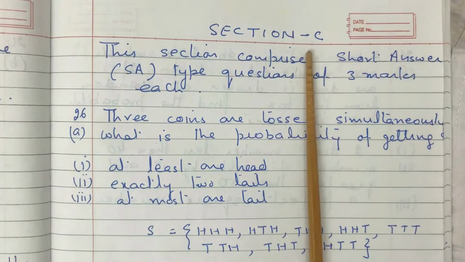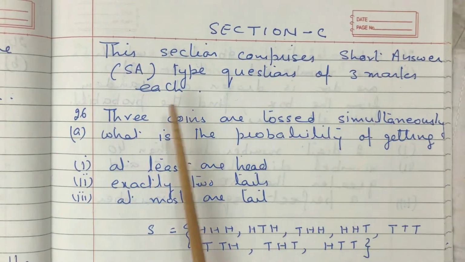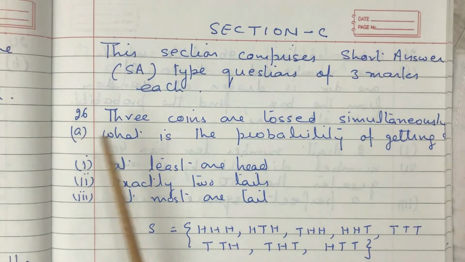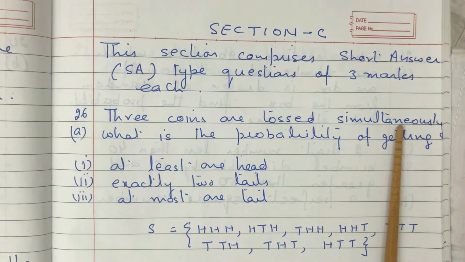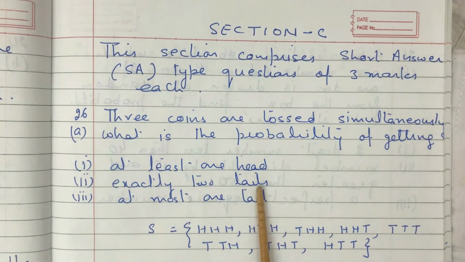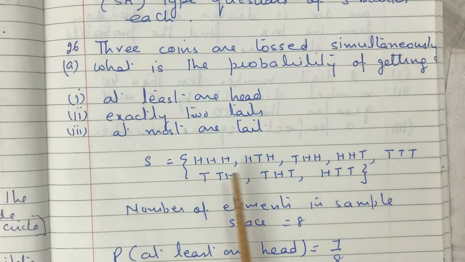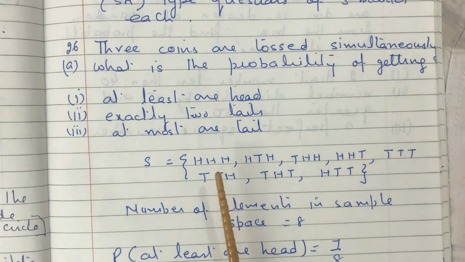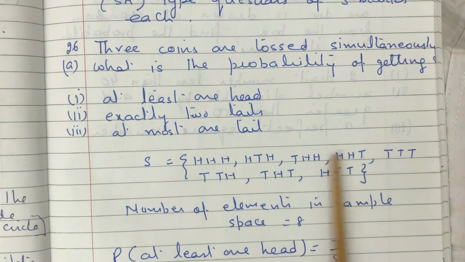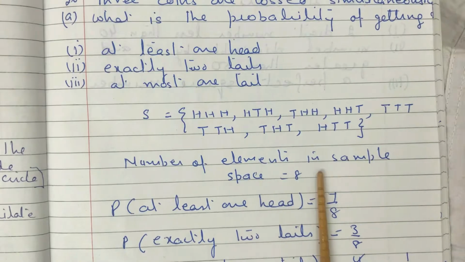Now section C. This section comprises short answer type questions of 3 marks each. 26th question. 3 coins are tossed simultaneously. What is the probability of getting at least one head, exactly 2 tails, at most 1 tail? Now in a sample space, there are 8 elements. If 3 coins are tossed, then these are 8 elements in a sample space. So number of elements in a sample space is 8.